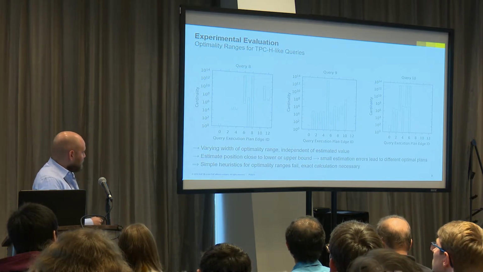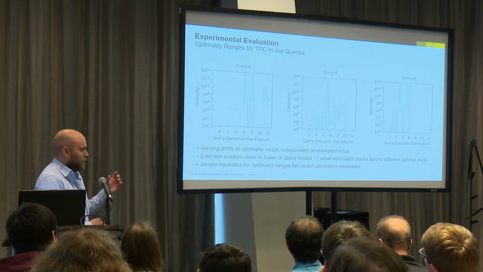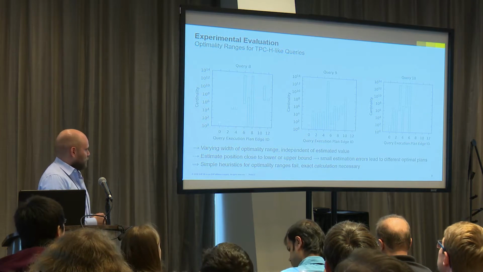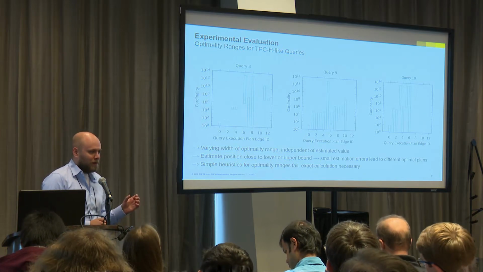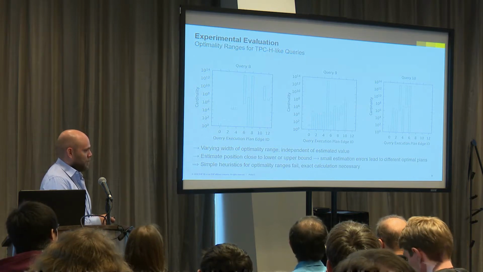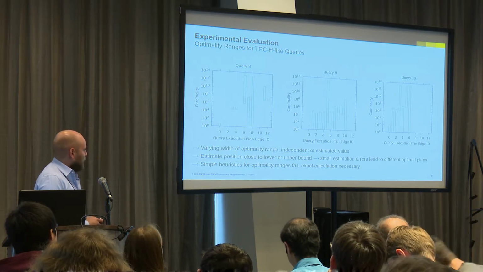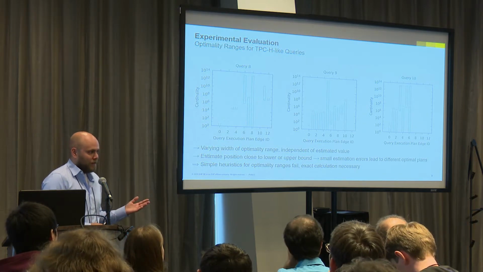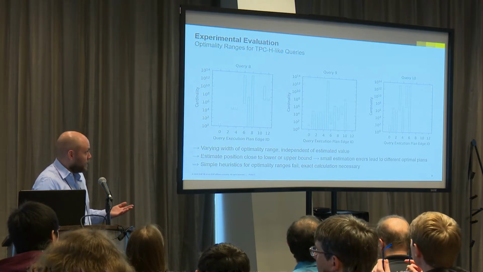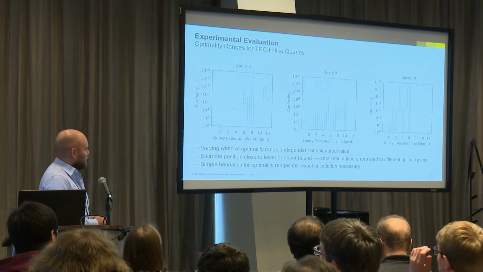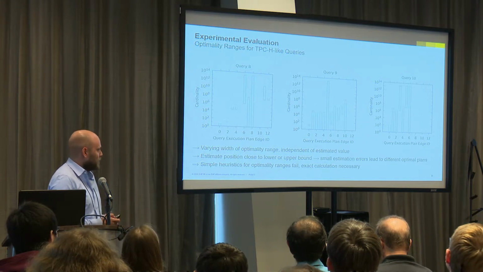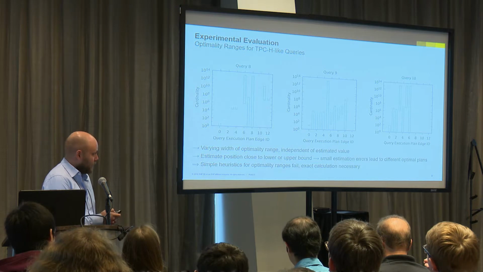What we see here is that, first of all, the width of the optimality range is varying. So we have very narrow optimality ranges and very wide optimality ranges. Also interesting is the position of the estimate in the optimality range. We can have estimates pretty close to the lower bound or pretty close to the upper bound. That means that already a small change in the cardinality can lead to a better plan, or it can also be the case that the cardinalities can change a lot and we don't get a better plan. So the bottom line is that simple heuristics fail to characterize the optimality ranges precisely.